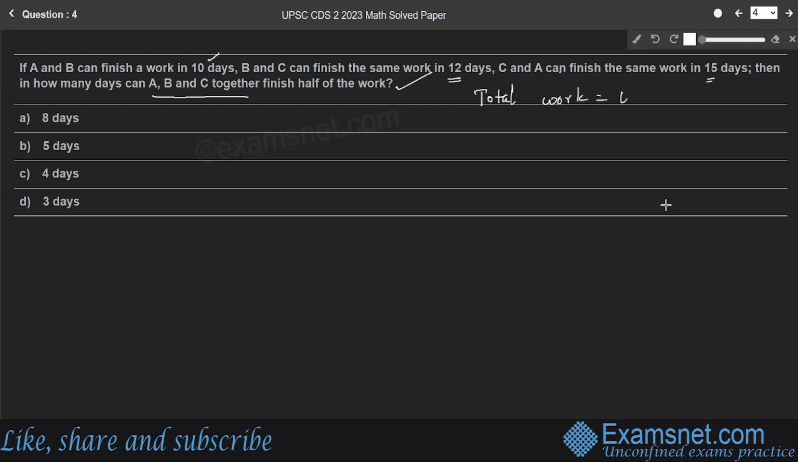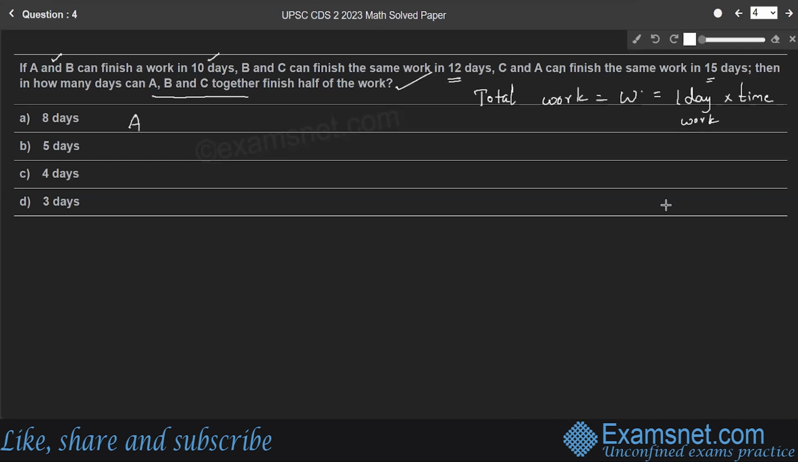Total work as W, or you can consider 1 as the total work, right? It is given that A and B can finish the work in 10 days. This question is based on work, which is efficiency into time, or 1 day work into time. 1 day work is called efficiency, and efficiency into time gives the total work.